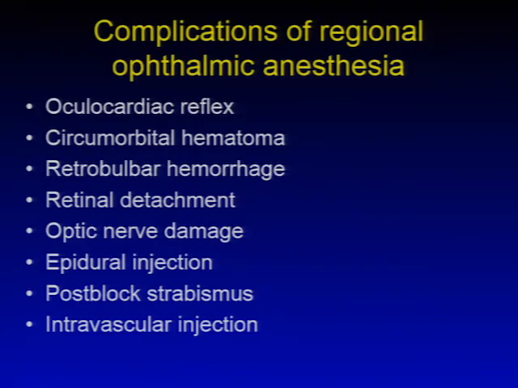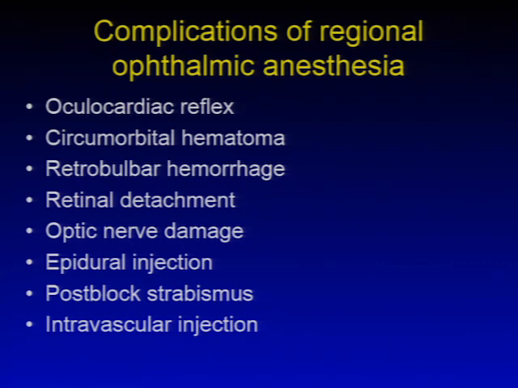It is important as the anesthesiologist to note the potential complications of regional ophthalmic anesthesia. One of them is the oculocardiac reflex. Number 2, circumorbital hematoma due to a superficial hemorrhage. Number 3, retrobulbar hemorrhage due to a deep hemorrhage, and this can cause retinal ischemia and blindness. Number 4 is retinal detachment, which is due to injection into the globe, and this can cause blindness.